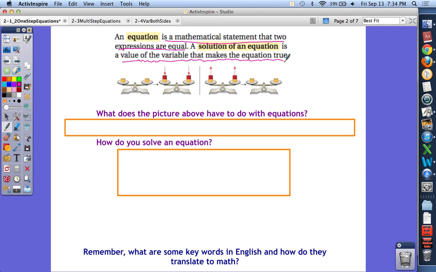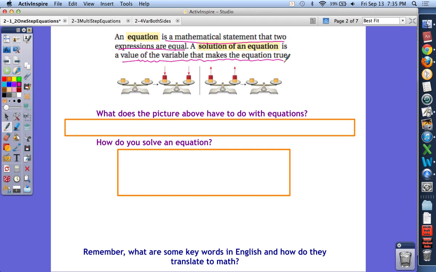I left you a nice big spot there on how do you solve equations, and I have a picture to go with it. Answer these two questions underneath your definitions on your notes, and then press play when you're done. Okay? You've now done the definitions. Hopefully you've answered these questions.